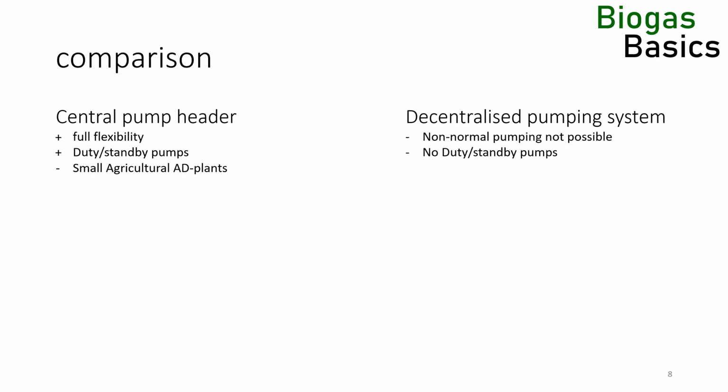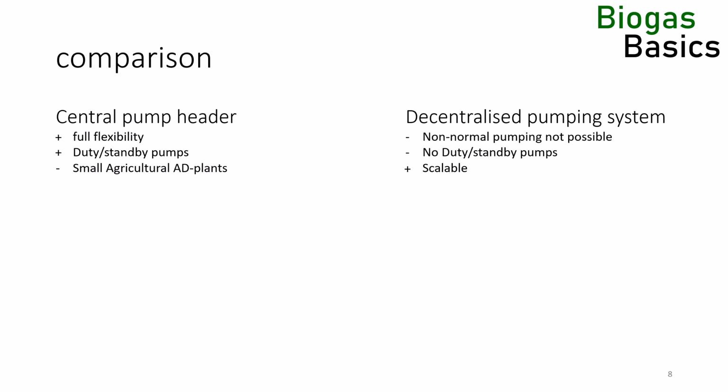At some point, if the plant is expanded or the diet changes and more dilution is required, the central pump will be in constant operation and will become the limiting factor on the plant. A biogas plant with a decentralized pumping system can easily be expanded by another primary digester.